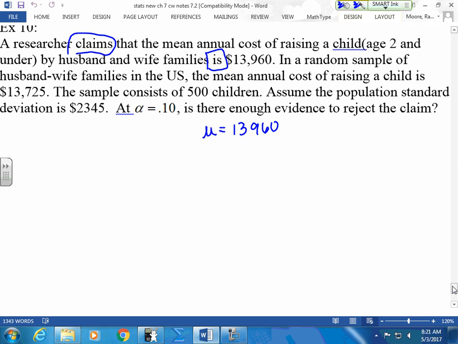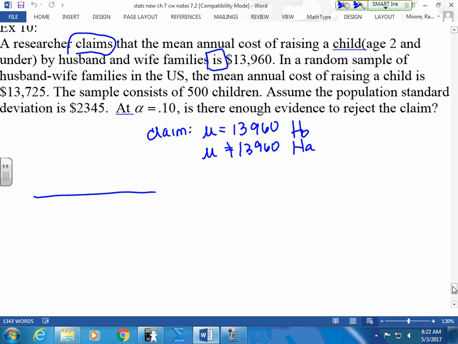So, all right. This is my claim. Trust me, your children are very expensive. That number goes up as your age goes up. Is this my H0 or my HA? What's my HA? Okay. What tail test do I have?